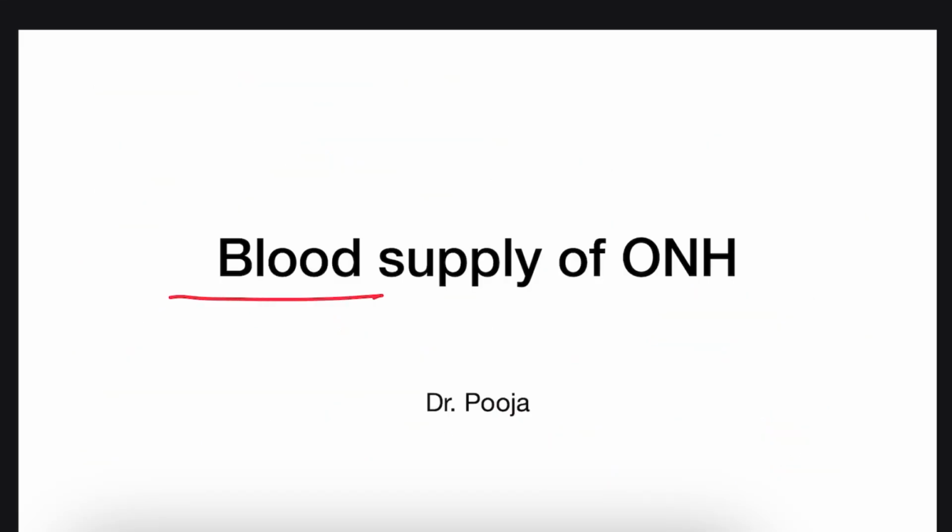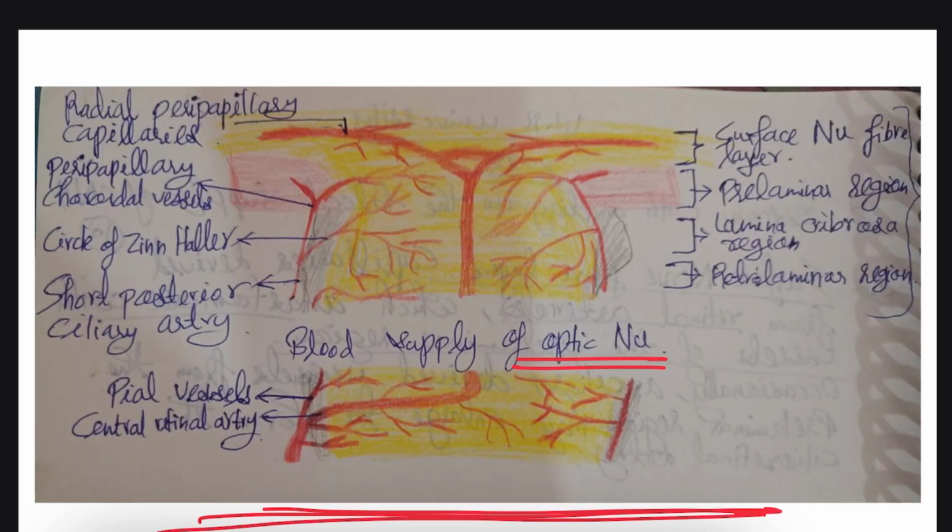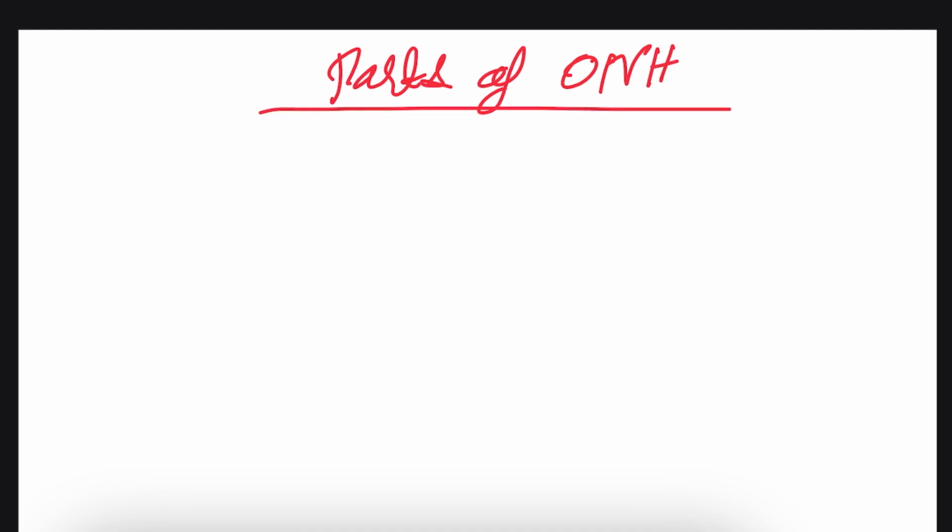So today's topic is the blood supply of the optic nerve head. I am Dr. Pooja, and today I am going to teach the blood supply of the optic nerve head through this diagram. Before starting, we should know the parts of the optic nerve head. I know that you all know, so just for a revision, I am telling it.